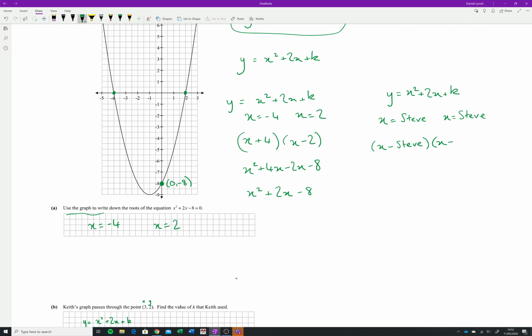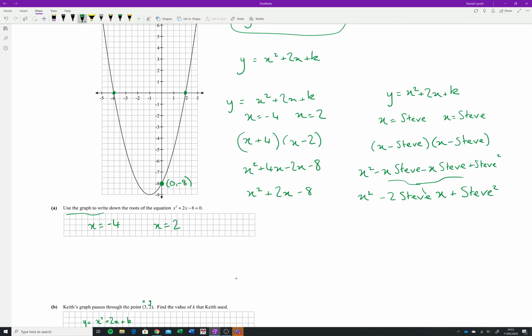times x minus Steve. And if we were multiplying it out, we would get x squared minus x Steve, minus another x Steve, plus Steve squared. I know we've kind of been funny using this, but if Steve's a number, like if it's minus 7x minus 7x, it's minus 14x. So if it's minus Steve x, it's minus 2 Steve x's, plus Steve squared.